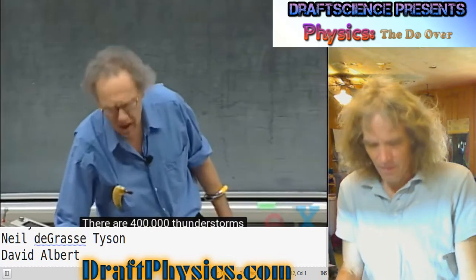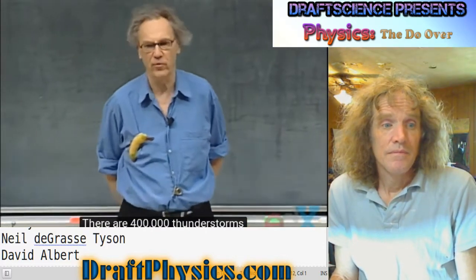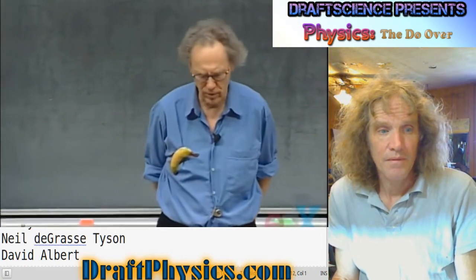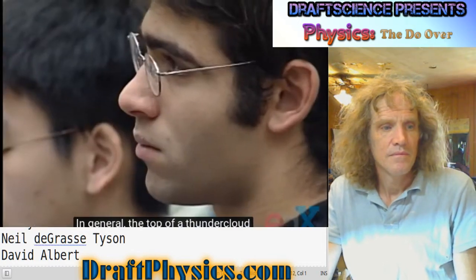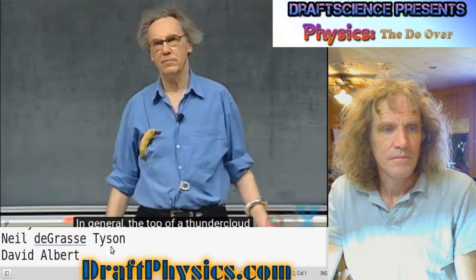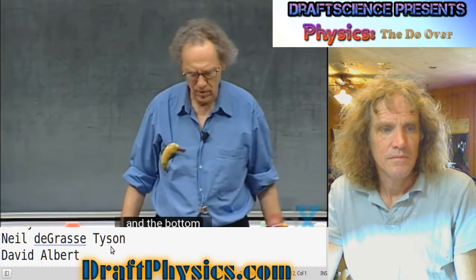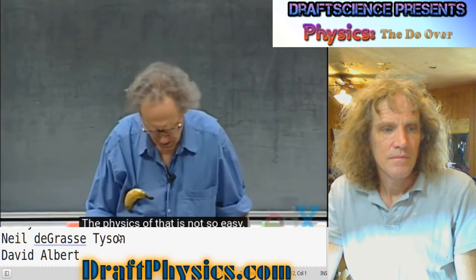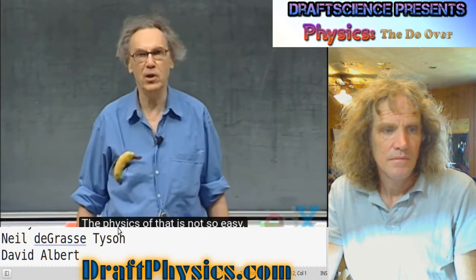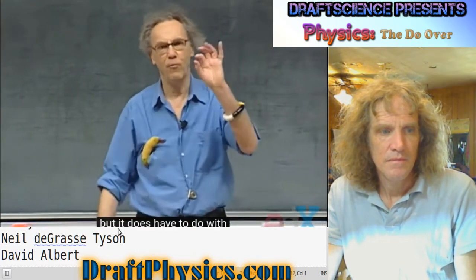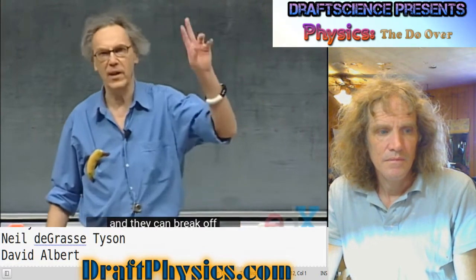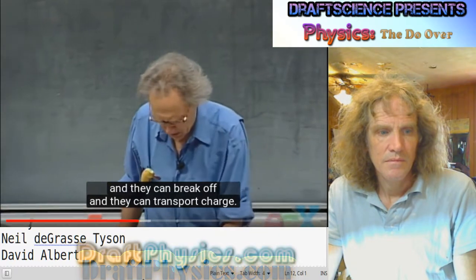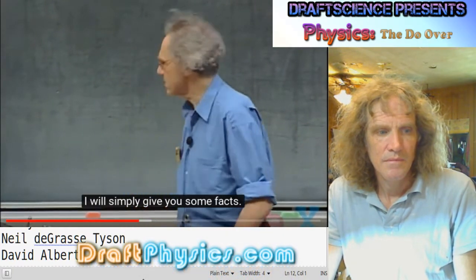There are 400,000 thunderstorms every day on average on Earth. There are about 100 lightning flashes every second. In general, the top of a thundercloud becomes positive and the bottom becomes negative. The physics of that is not so easy and probably incomplete. I will not go into the details, but it does have to do with the flow of water drops. They become elongated, they can become charged because of friction, and they can break off and transport charge. I will simply give you some facts.